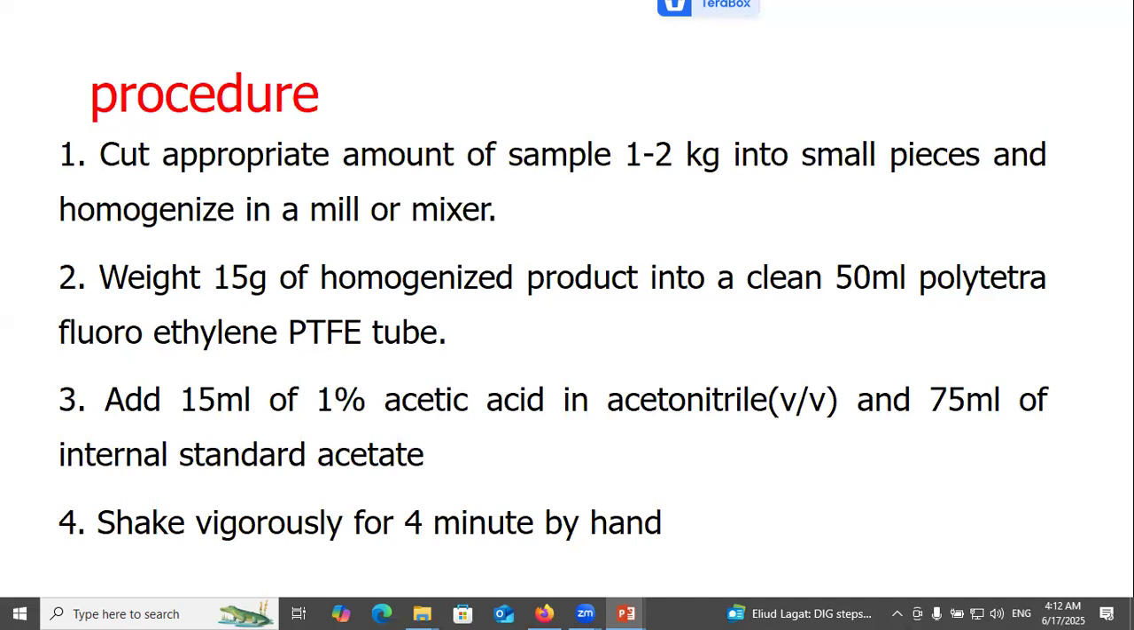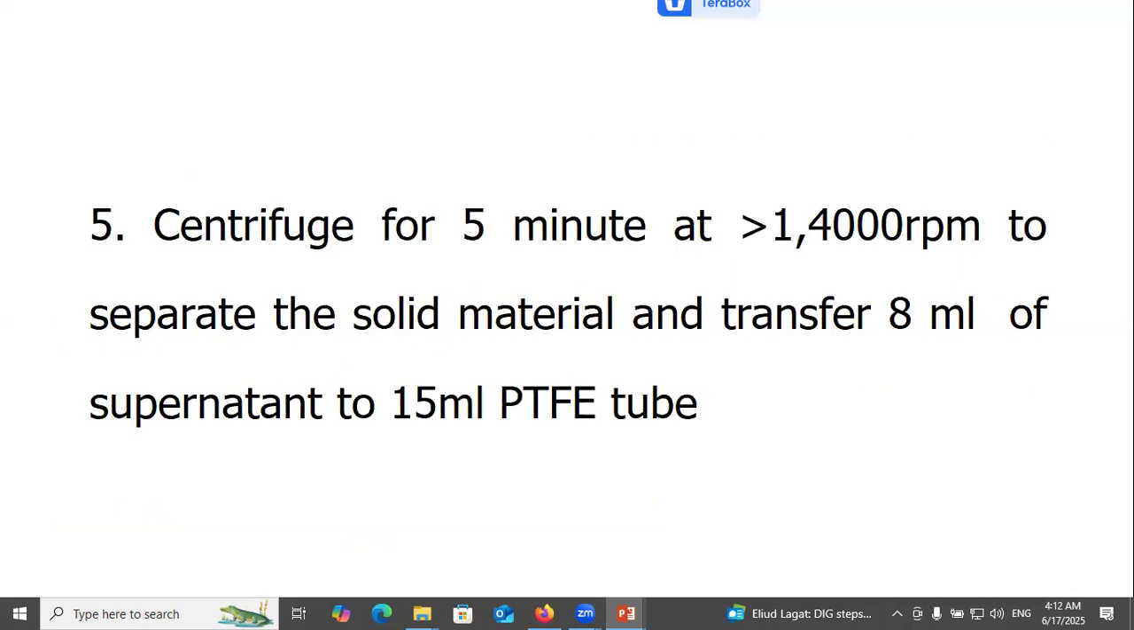polytetrafluoroethylene PTFE tube. Add 15 ml of 1% acetic acid in acetonitrile (volume by volume) and 75 microliters of internal standard acetate. Shake vigorously for 4 minutes by hand. Centrifuge for 5 minutes at greater than or equal to 14,000 rpm to separate the solid material and transfer 8 ml of supernatant to a 15 ml PTFE tube.